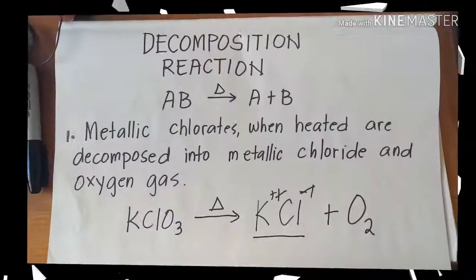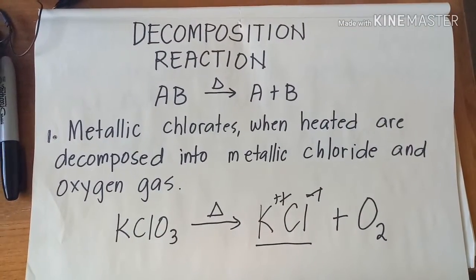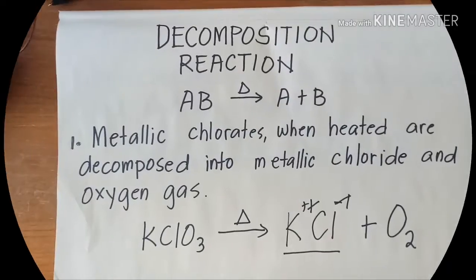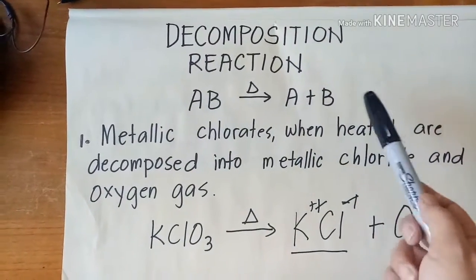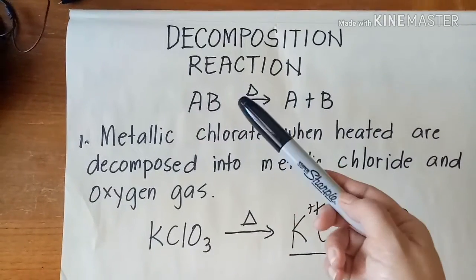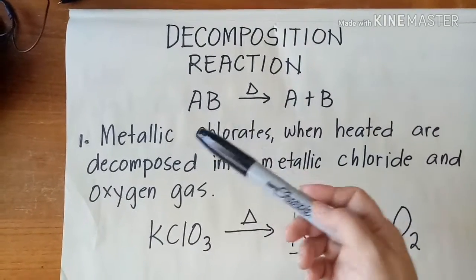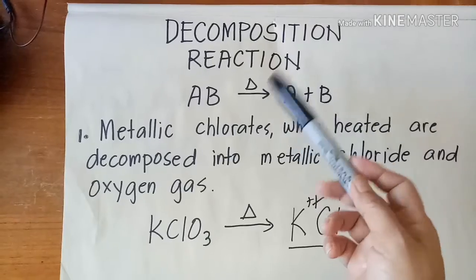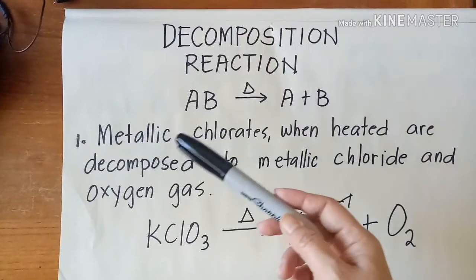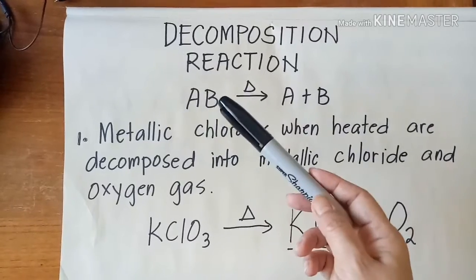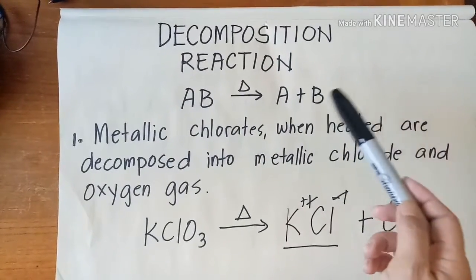Decomposition reaction involves the breaking down of a substance into two or more simple substances. The equation of decomposition reaction is AB yields A plus B. So you will see we have a delta sign here. That means the reactant undergoes decomposition reaction. So it breaks down the composition of the reactant. So if you have AB, you're going to separate into A plus B.